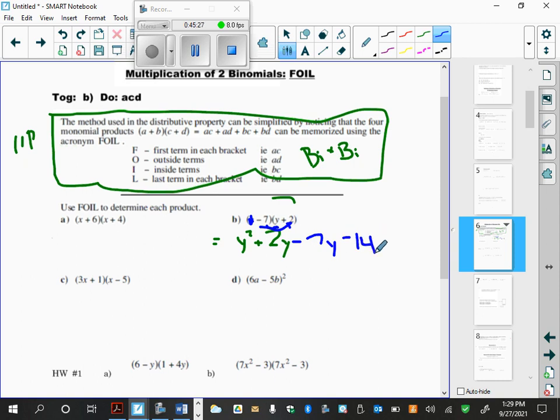Now it feels like you're done. You are not. 99% of the time in grade 10, you're going to collect the middle term. So you're going to bring down the first term, y squared, bring down the last term, subtract 14, and collect the middle term. So 2 subtract 7 is -5y. Anybody get that? Yeah, good. Okay, go ahead and do A, one step at a time.